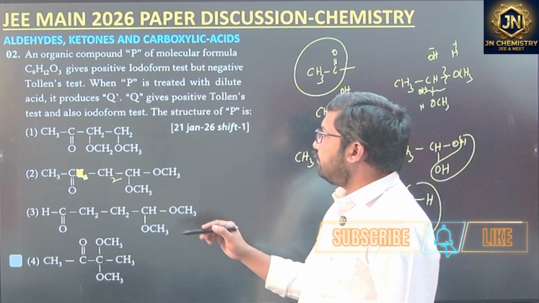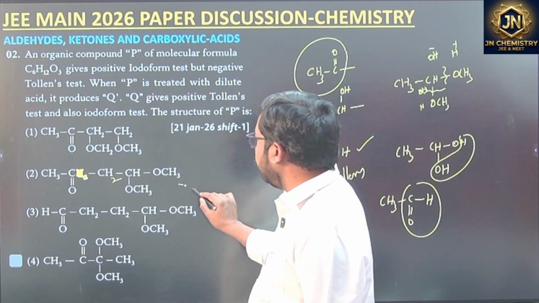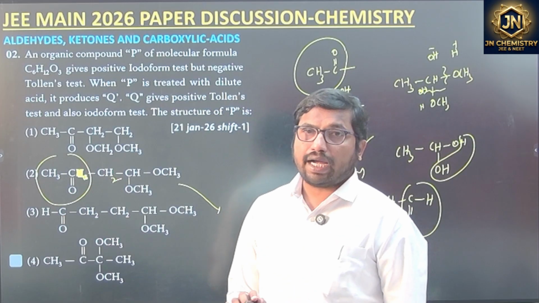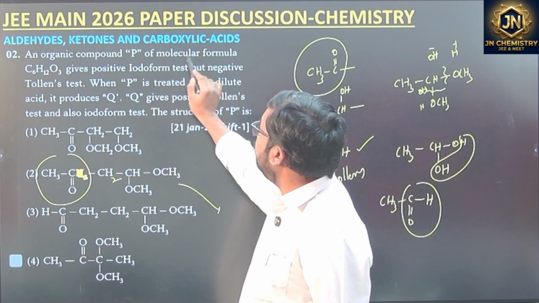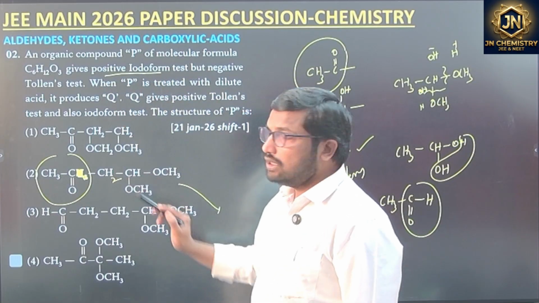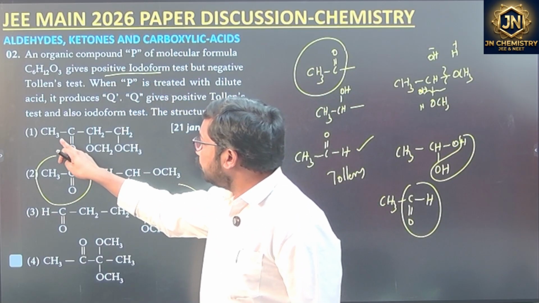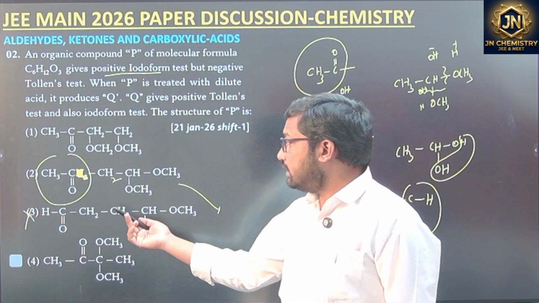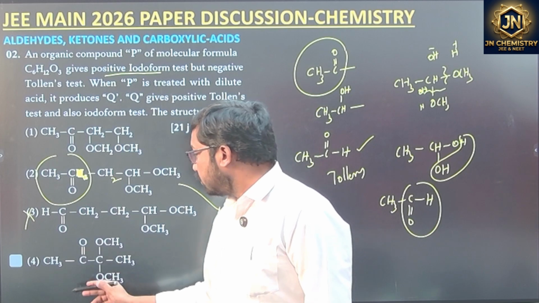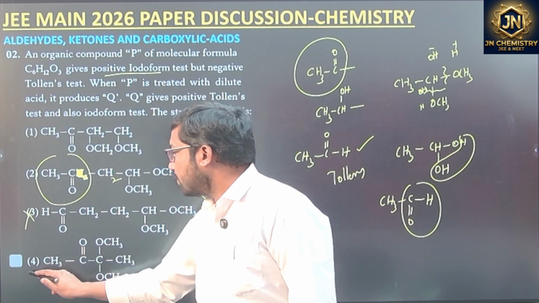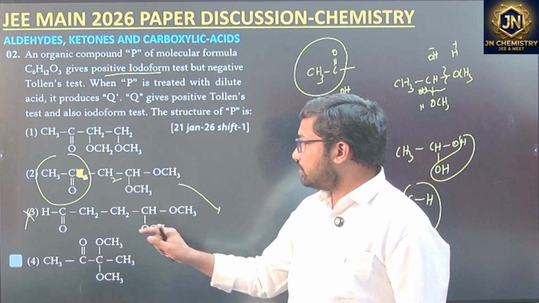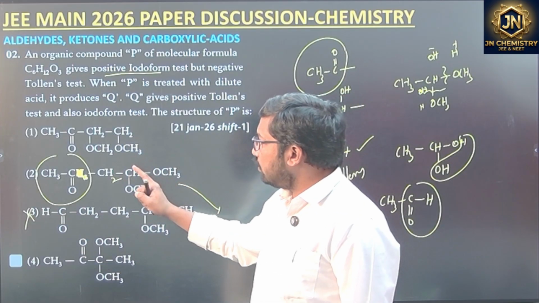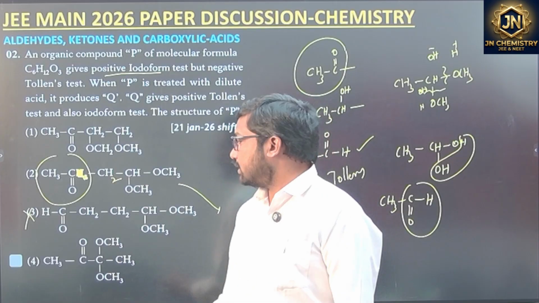In this case, if we take option 2, CH3C=O group, this gives the positive iodoform test. So an organic compound with this molecular formula gives a positive iodoform test. Is it fine? This first one will also give. The second one won't give Tollens because this is having the aldehyde group. So this also can give. According to POE, process of elimination, we can remove the third option first. So options 1, 2 and 4 might be the answers.